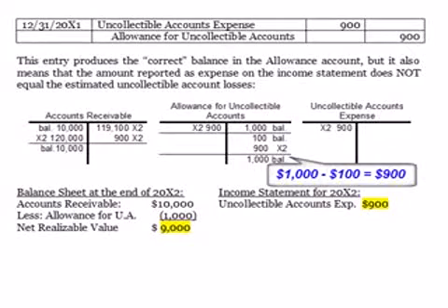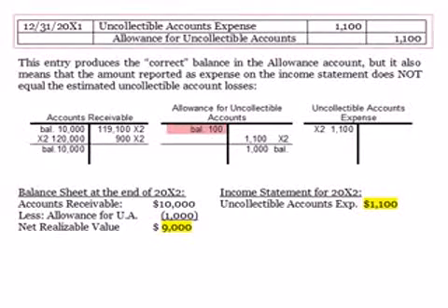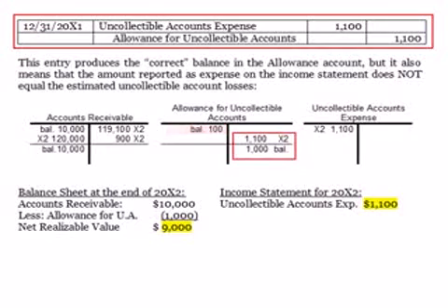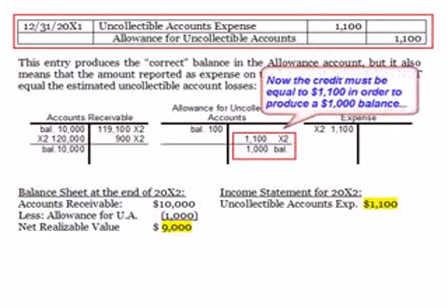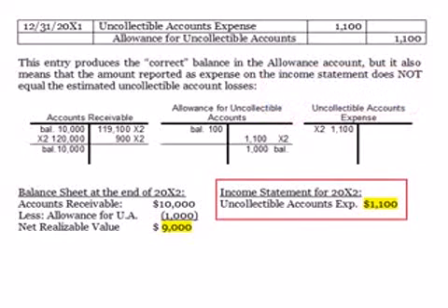Note that if there was a debit balance in the allowance account, the entry would be made for the estimate plus the existing debit balance. For example, if we had a $100 debit balance in our account, we would need to credit the allowance account for $1,100 in order to leave a $1,000 balance. In that case, the income statement would report an $1,100 expense amount.